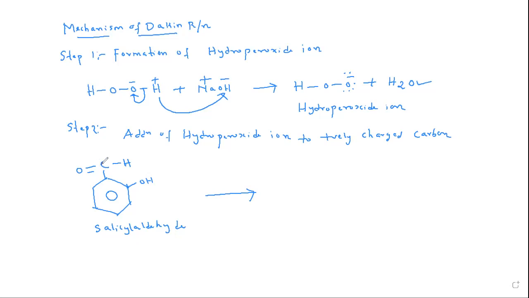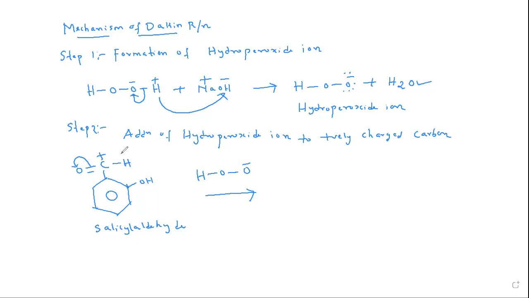You listen. You compare the electronegativities between this carbon and oxygen. You know, oxygen is more electronegative. So it will pull these electrons towards this oxygen. So the electrons which are present in this pi bond will be migrated towards oxygen. So therefore, this carbon will get a positive charge. Now you can add this hydroperoxide ion.